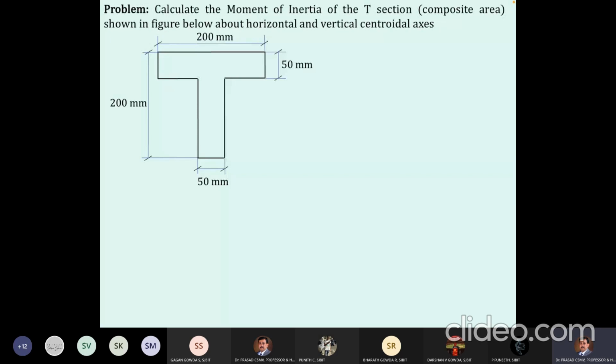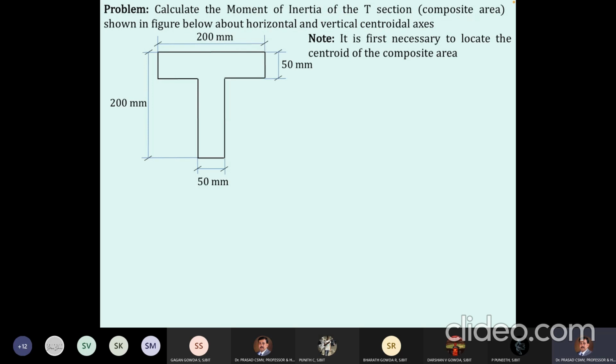Now let me see the statement. What is my statement? Calculate the moment of inertia of the T section about a horizontal and vertical centroidal axis. So horizontal and vertical centroidal axis, that means it is first and foremost important to locate the centroid of the composite area, which is nothing but a T section. You had done it earlier, but still I'll repeat that for your case.